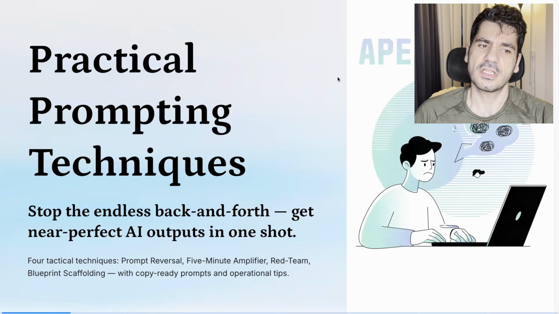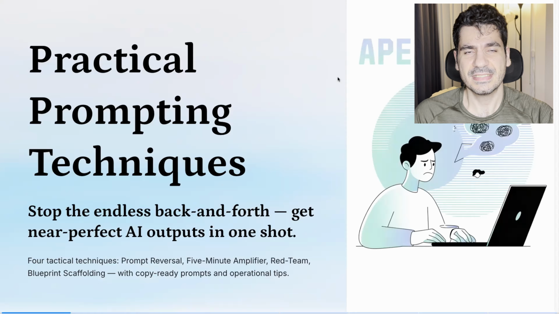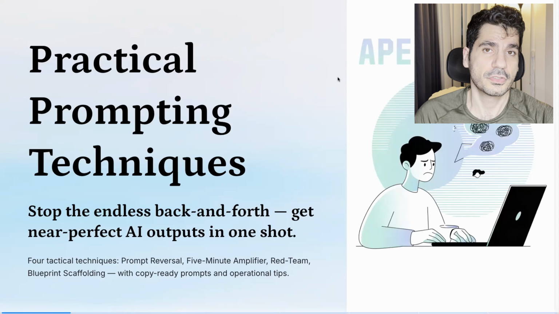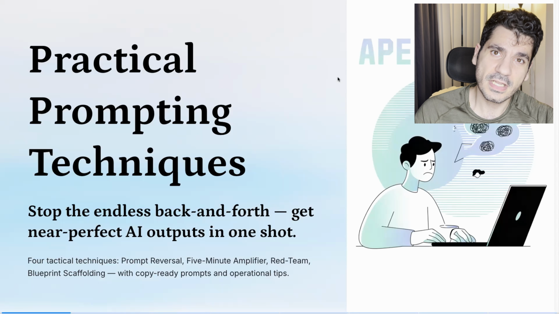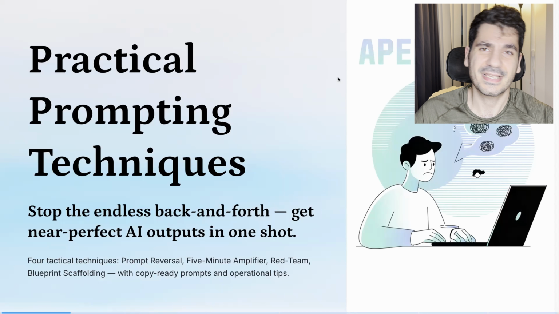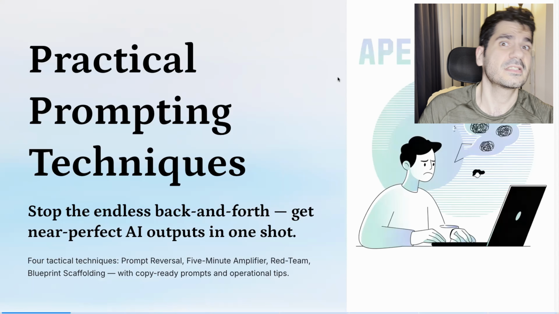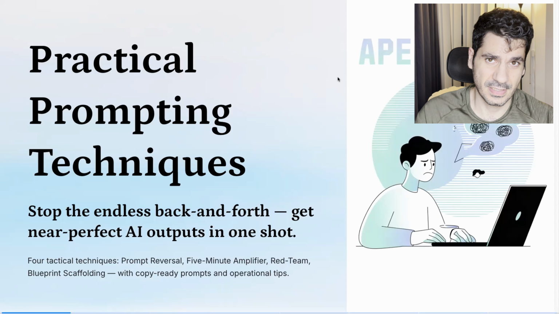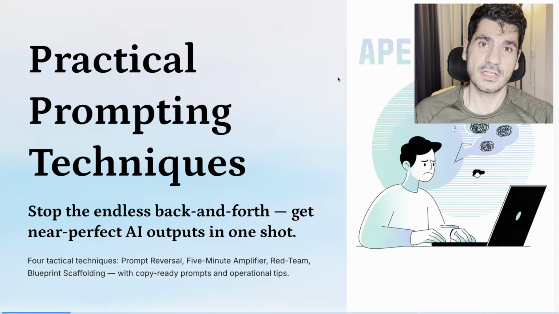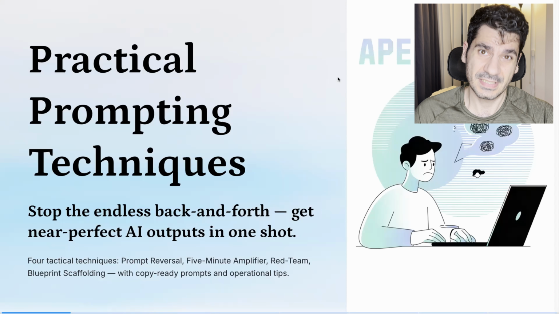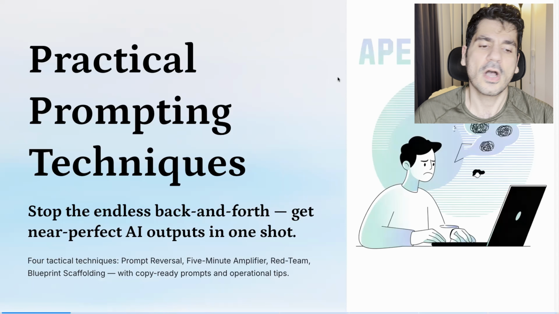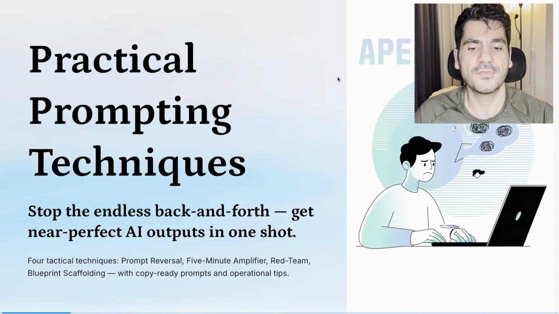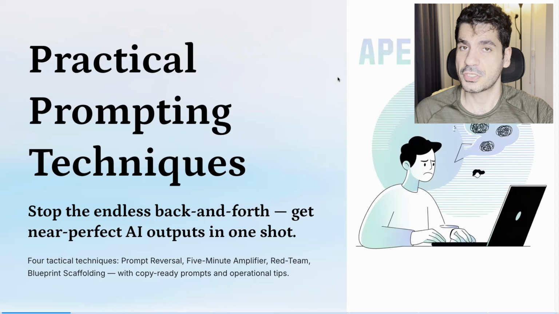In this video, I'm going to talk about a practical prompting technique that you can use in order to write better prompts. Something that I mostly hear people struggling with is going back and forth in order to get the response that actually responds in the way that they want. More specifically, I want to discuss 4 different prompting techniques that are used by the big tech companies, and they are prompt reversal, 5-minute amplifier, red team, and blueprint scaffolding. In this video, we're gonna go over each of them one by one.